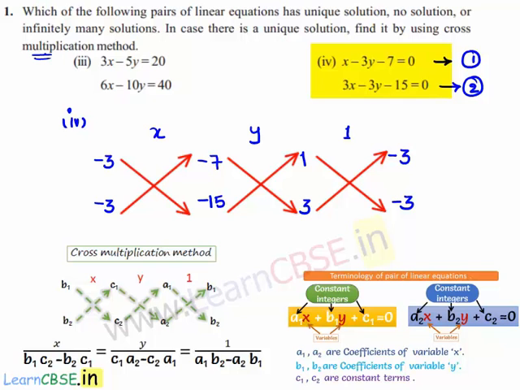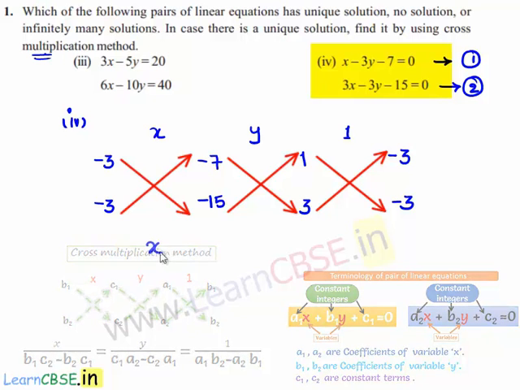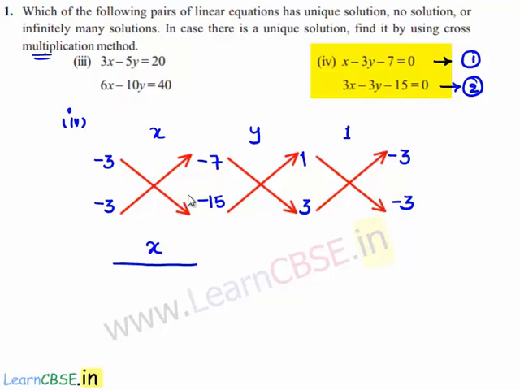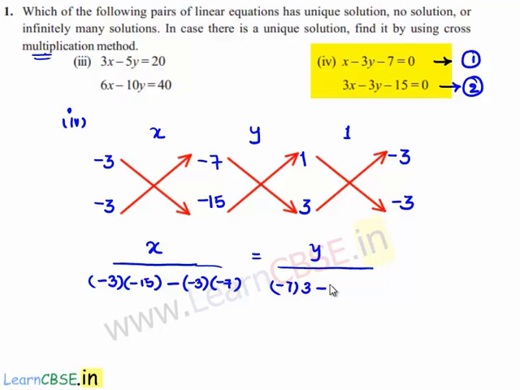Now we can write x divided by, on cross multiplication we get minus 3 multiplied by minus 15 minus minus 3 multiplied by minus 7, is equal to y divided by minus 7 multiplied by 3 minus minus 15 multiplied by 1, is equal to 1 divided by 1 multiplied by minus 3 minus 3 multiplied by minus 3.